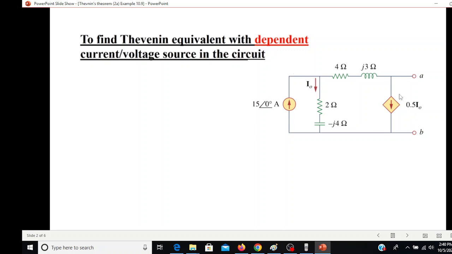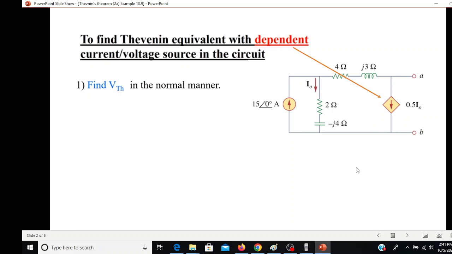Now, any circuit with a diamond-shaped source has a dependent source, and here you can see that it depends on current I0, and is 0.5 times I0, where I0 is this current here. While we try to find Thevenin's equivalent circuit, V Thevenin will be calculated in the normal manner.